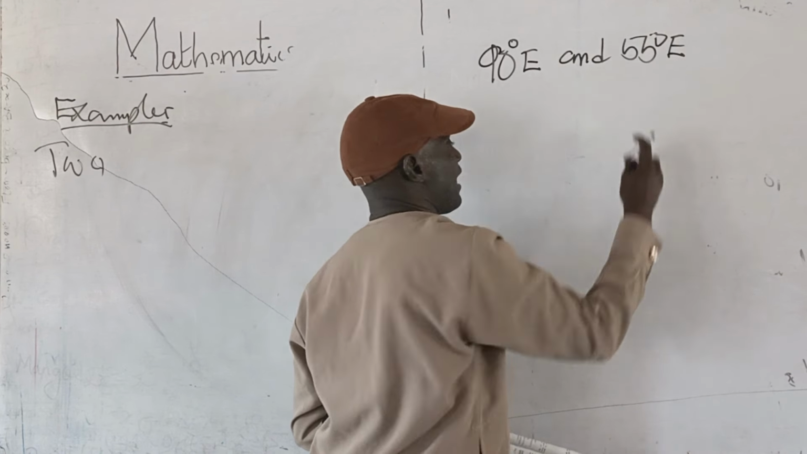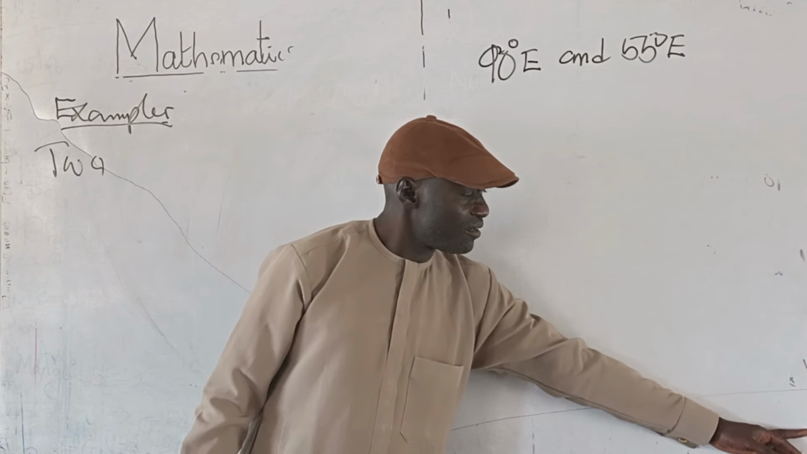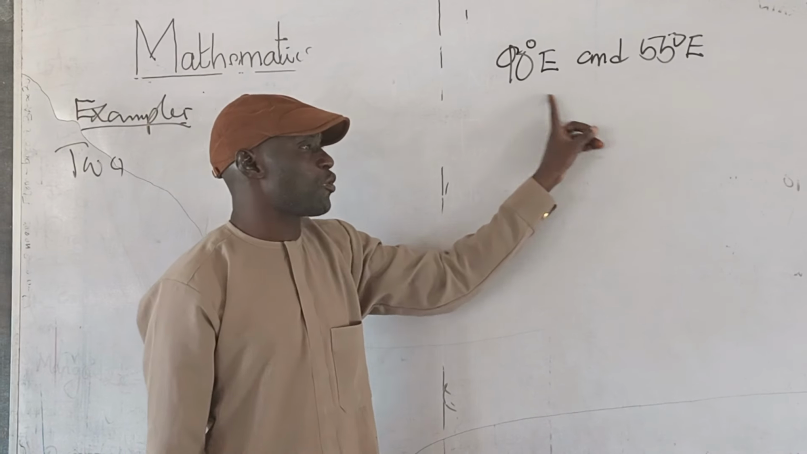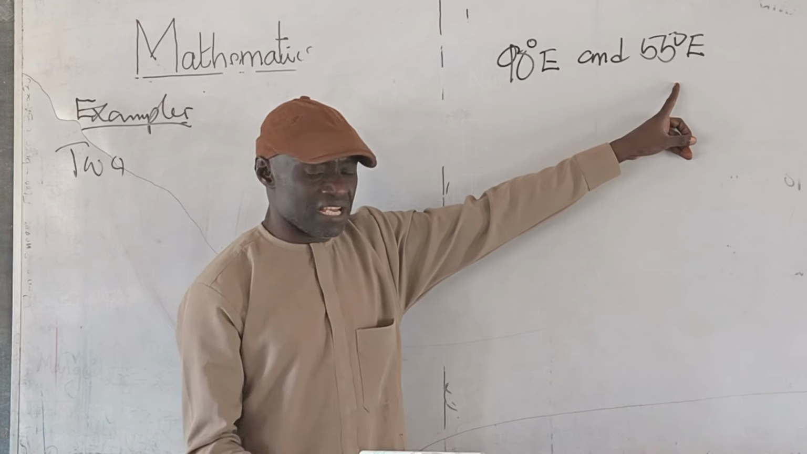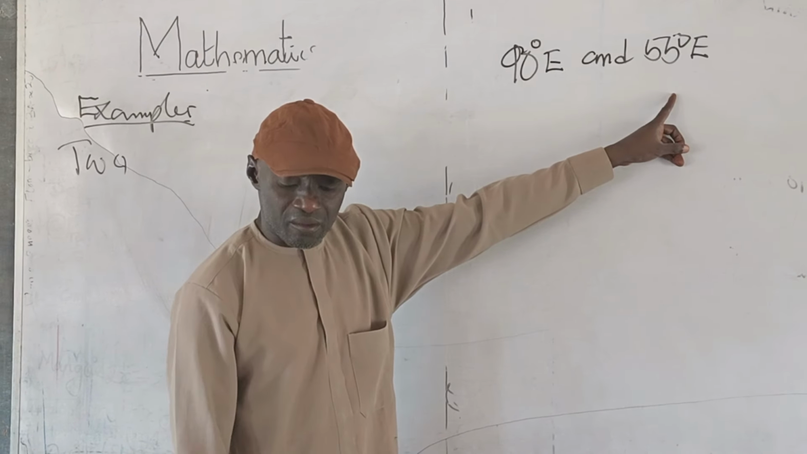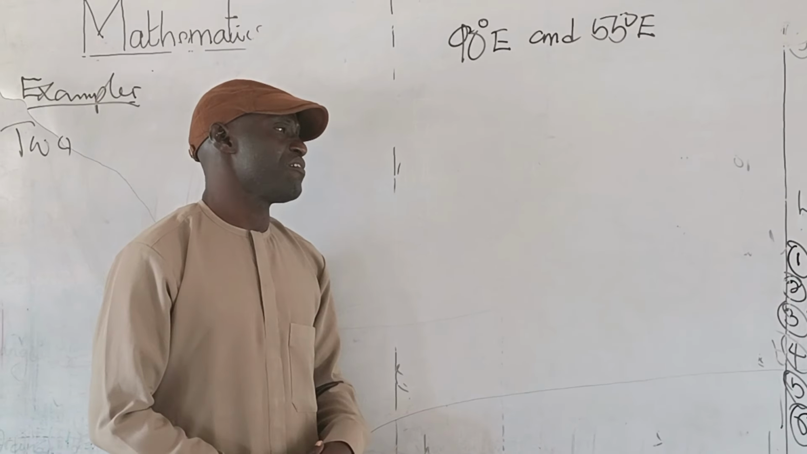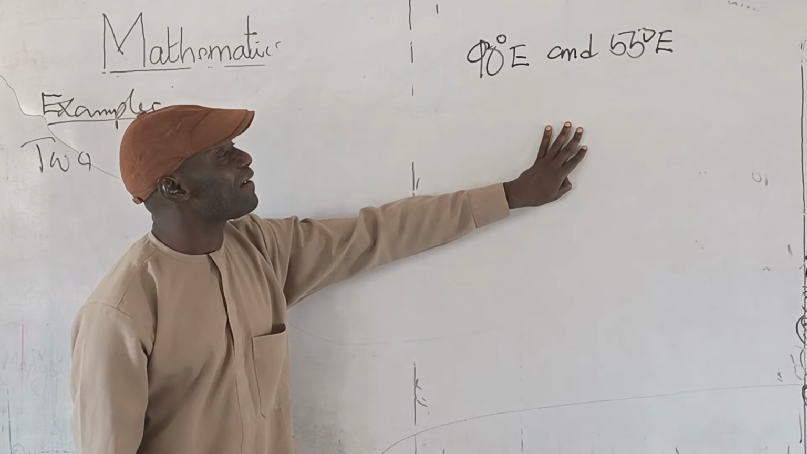Don't forget what I said on our table here. When you have the same location, what are you supposed to do? We have to subtract the two. The question says, find the distance between P and Q along the great circle.